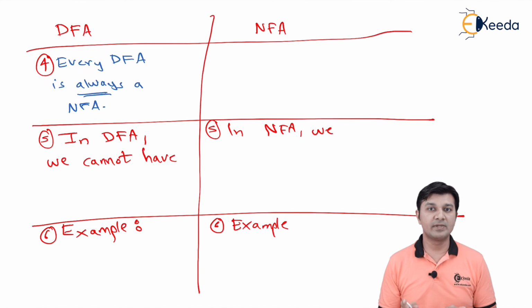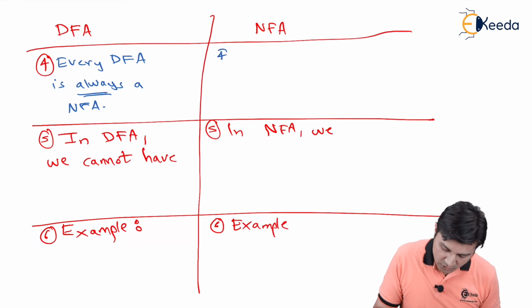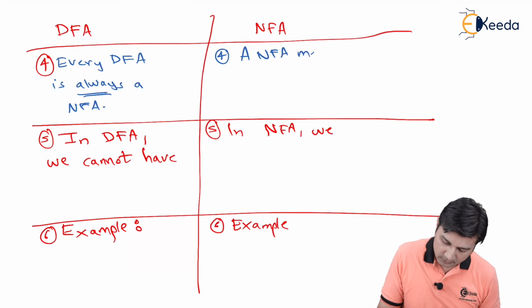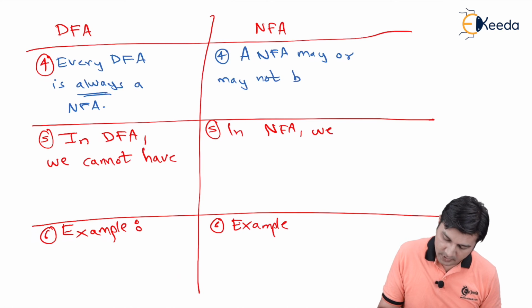wait, don't frame the definition in your mind as every NFA is not a DFA. I say an NFA may or may not be a DFA. Just assume an NFA in which we have from each state on each input symbol exactly one transition. Only in that case my NFA is going to be a DFA. Whereas in all other cases which are written in the transition table, it is never going to be a DFA. Therefore, I say my point number 4 in case of NFA is: NFA may or may not be a DFA.